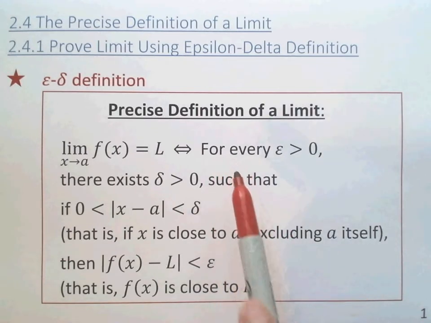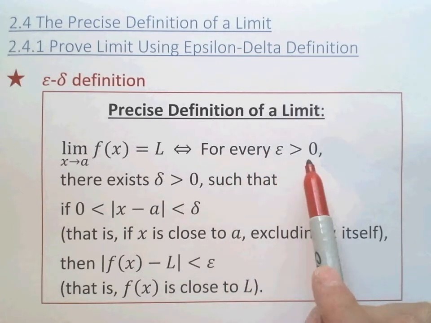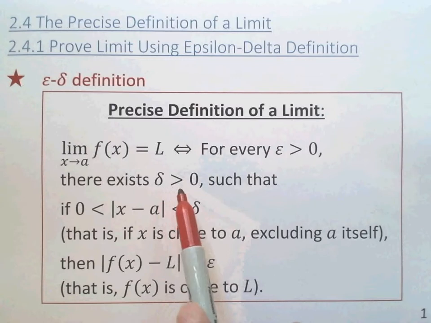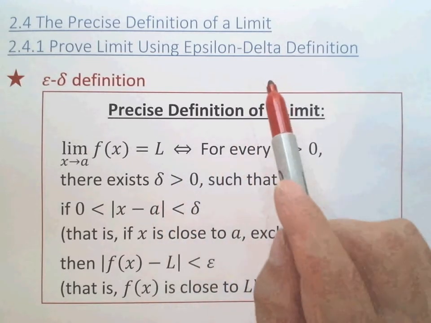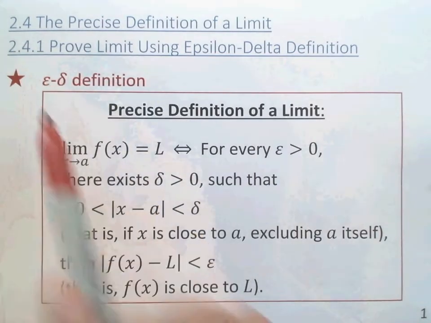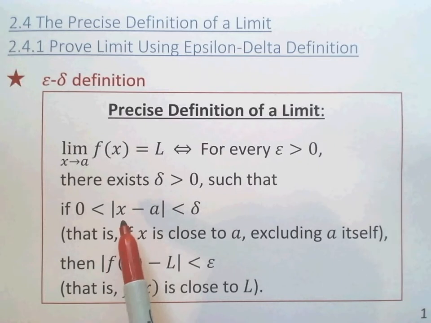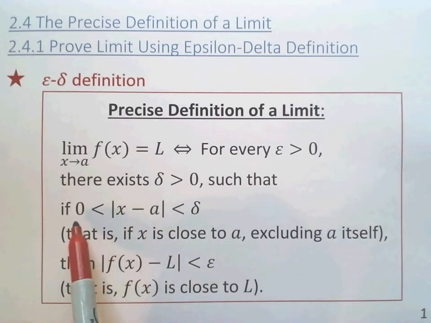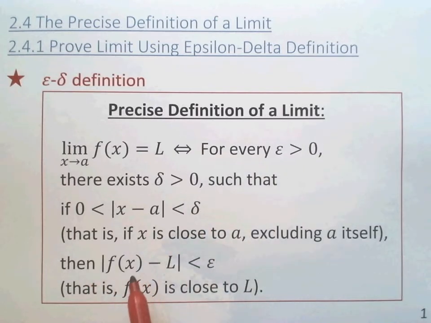For every epsilon greater than 0, there exists a delta greater than 0. Epsilon and delta are ancient Greek letters. We use these in what we call the Epsilon-Delta definition, such that if the distance between x and A is greater than 0 and less than delta, then the difference between f and L is less than epsilon. What does this really mean?